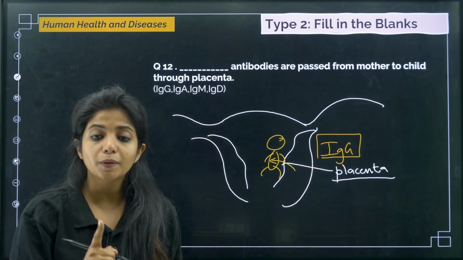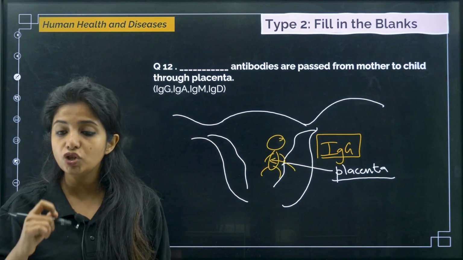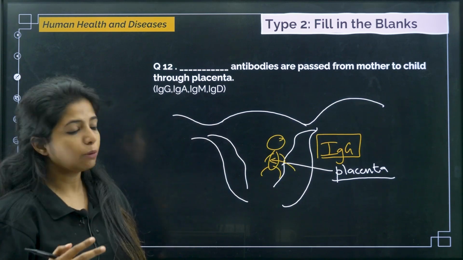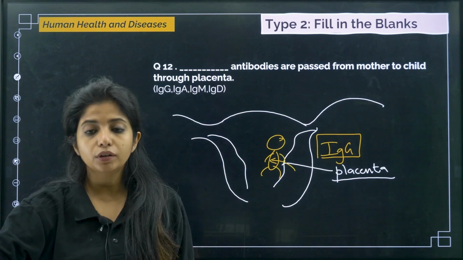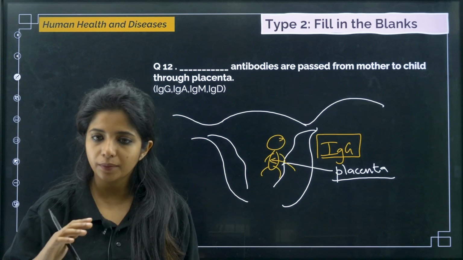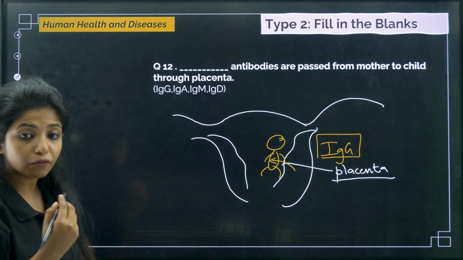So the first type of antibody that a child gets is IgG type, okay? And the second type will be IgA, which they get from the mother while lactation is happening. So how can you remember the different types of antibodies?